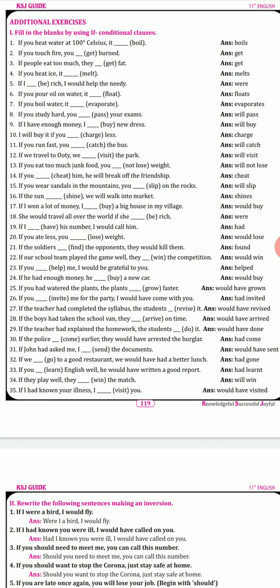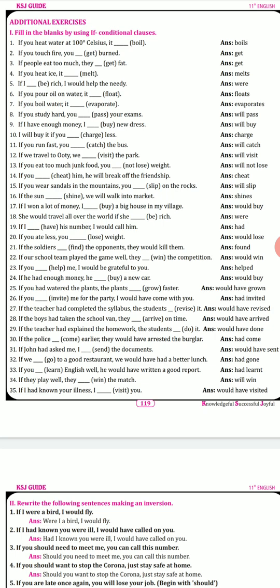Then question number 26, if you invite, with invite the verb in brackets, me for the party, I would have come with you. So in the main clause they have given past perfect tense in past form. So here this is impossible. So we have to use past perfect tense, had invited. So he did not invite me for the party, and also I did not come with you. So if he had invited me for the party, I would have come with you.